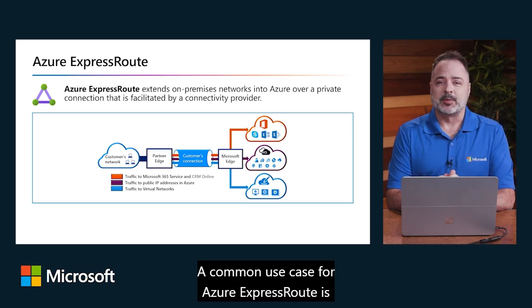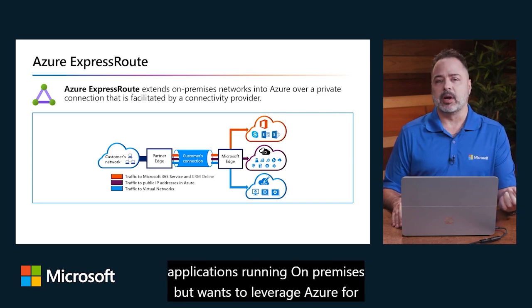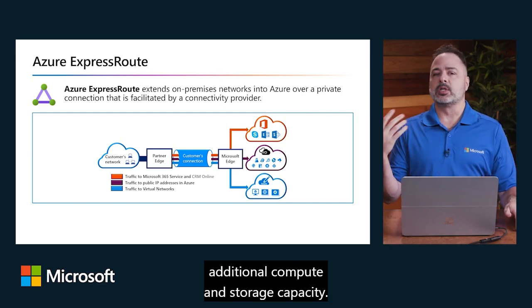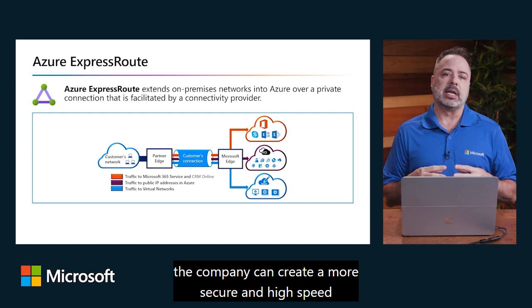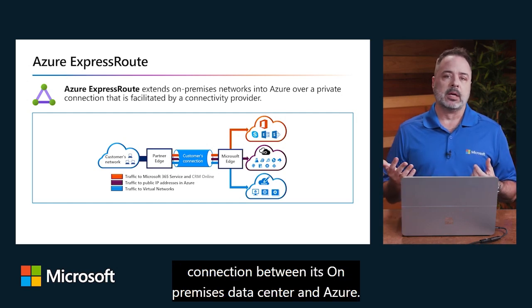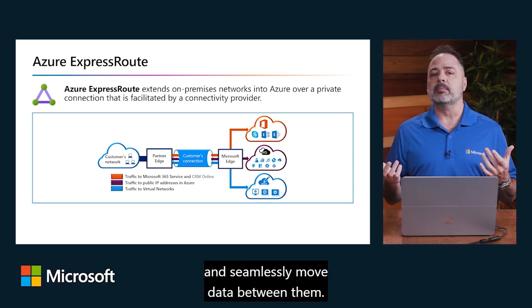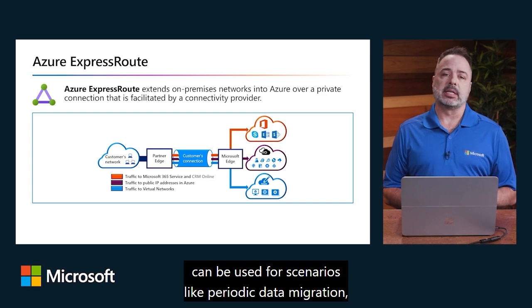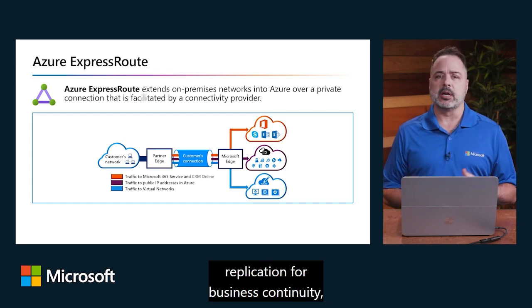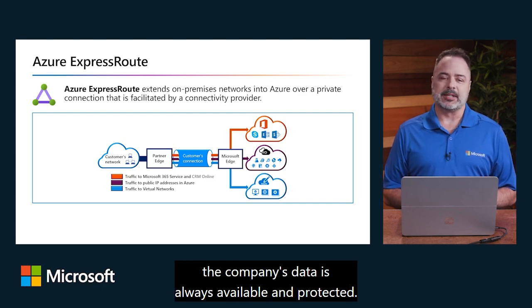A common use case for Azure ExpressRoute is in hybrid cloud deployments. For example, a company might have critical applications running on premises, but wants to leverage Azure for additional compute and storage capacity. By using ExpressRoute, the company can create a more secure and high-speed connection between its on-premises data center and Azure. This allows the company to run workloads in both environments and seamlessly move data between them. Additionally, ExpressRoute can be used for scenarios like periodic data migration, replication for business continuity and disaster recovery, helping to ensure that the company's data is always available and protected.